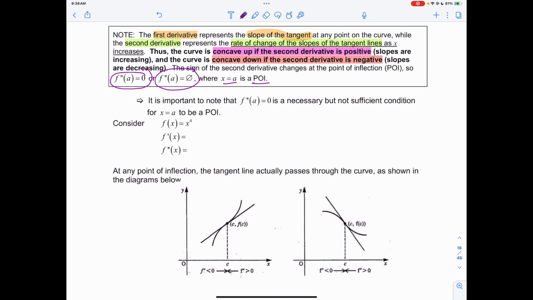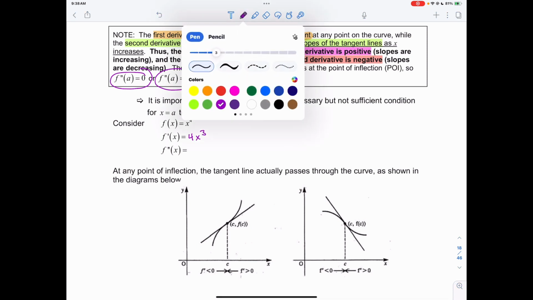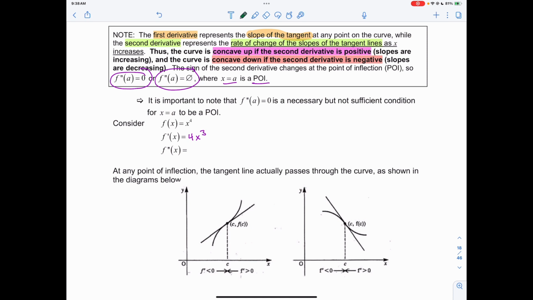So if we take this example, f of x is equal to x to the 4, which means that f prime of x would be 4x cubed, which means that f double prime of x would be 12x squared. Now, when f double prime of x is equal to 0, 12x squared is equal to 0, which would occur when x is equal to 0.